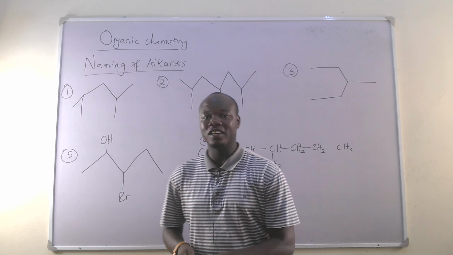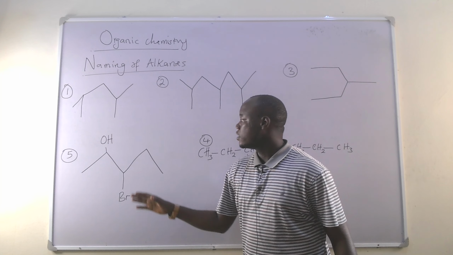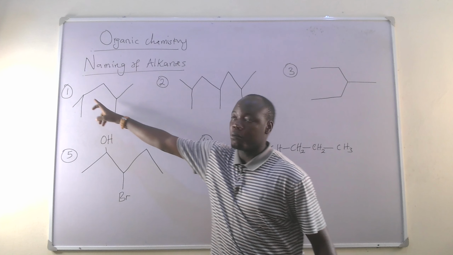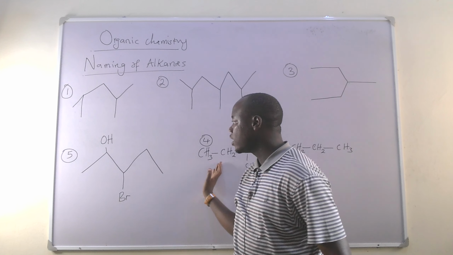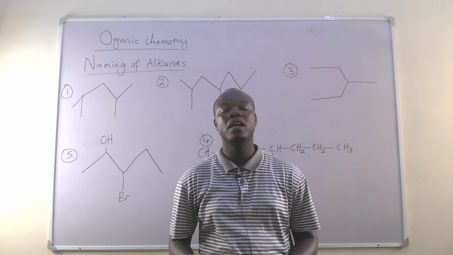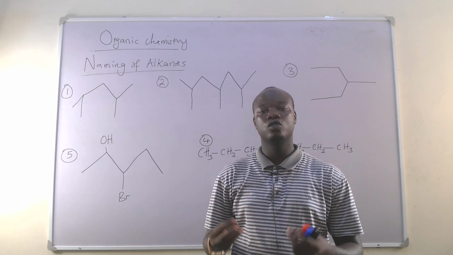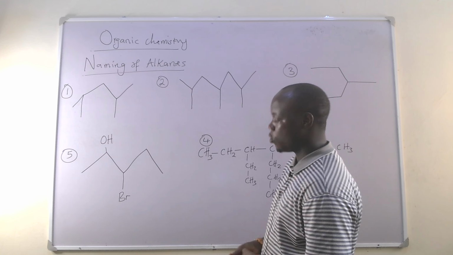Okay, ladies and gentlemen, we are going to continue with the nomenclature of alkanes. We have 5 compounds that we are going to name here: number 1, number 2, number 3, number 4, and number 5. I'm going to name 3, and I want you to name the remaining 2 and put the name of the compound in the comment section of this video. So let's start with number 1.